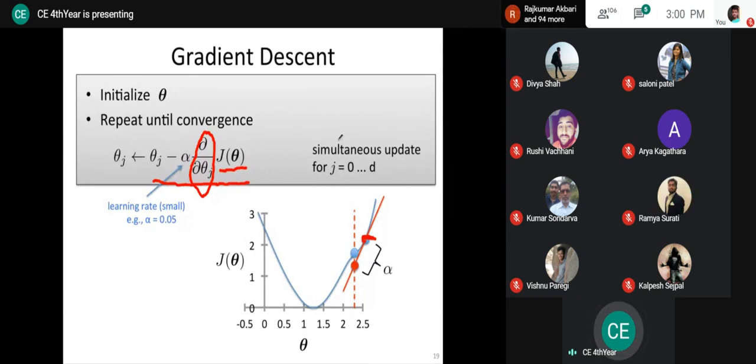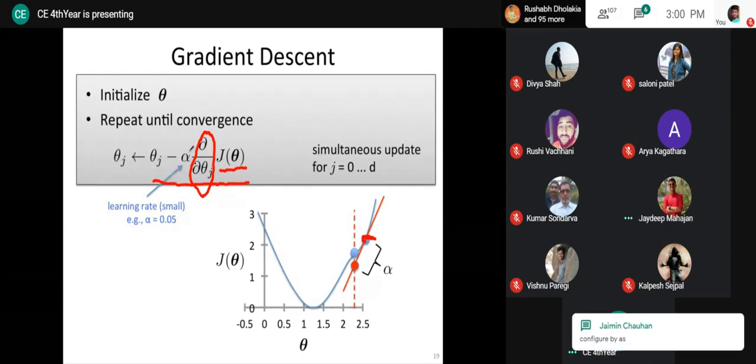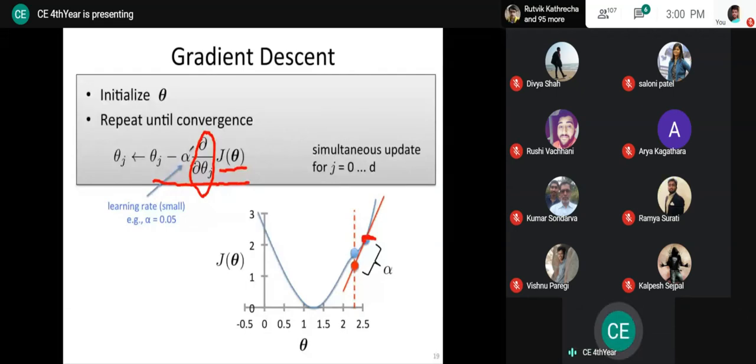Now in this equation, let's discuss only the remaining entity, that is alpha, which is referred to as the learning rate, and it's a hyperparameter. What do we mean by hyperparameter? Right, so that we need to configure. Hyperparameter means the parameter that we need to set.